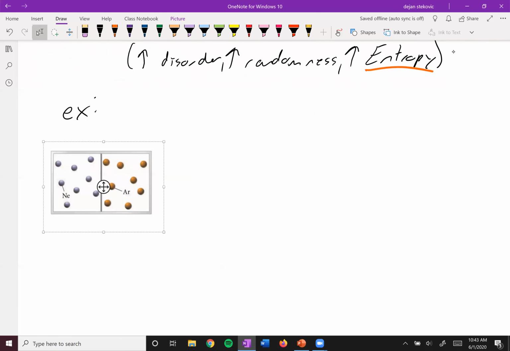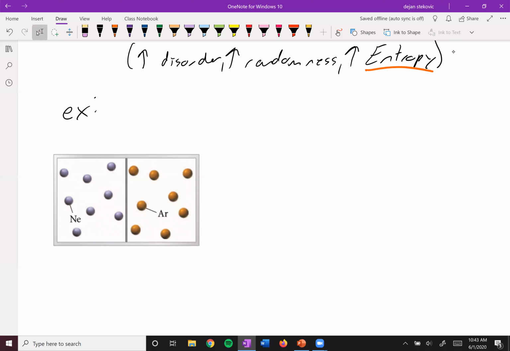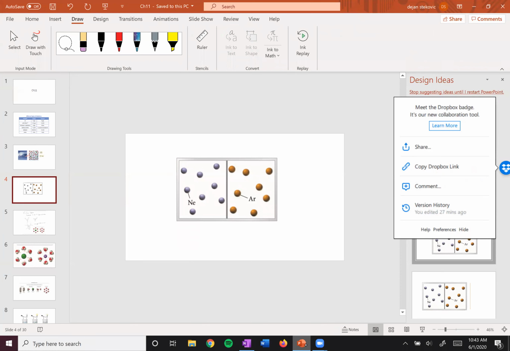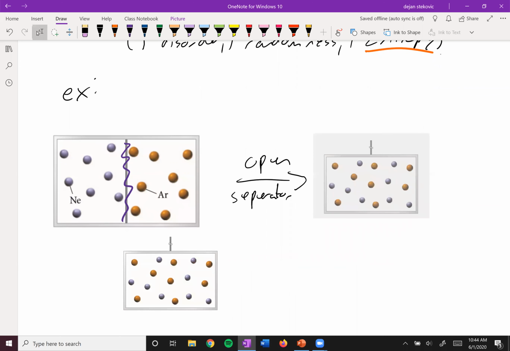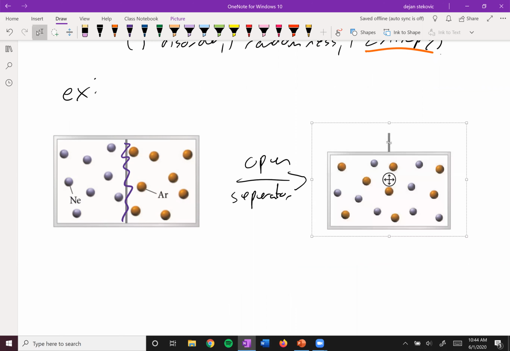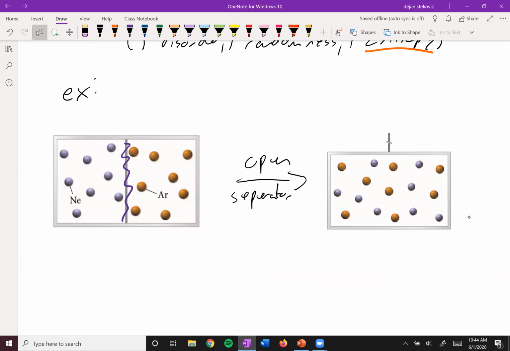we have on one side some gas molecules of neon, and on the other side some gas molecules of argon. And then we're going to open this separation, right? So there's this thing keeping them from mixing. We're going to go ahead and open that and check out what happens. When we open that separator, the two gases are going to mix and form a homogeneous solution. So they're going to be dispersed evenly. And this is something that's known as an ideal solution.